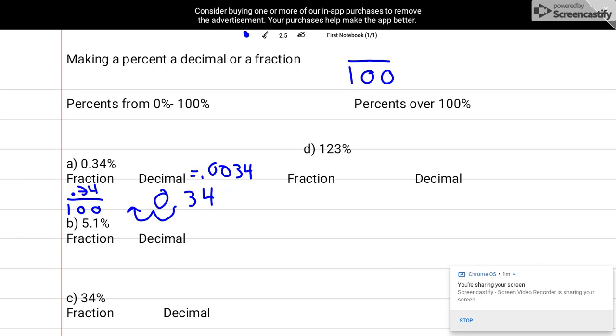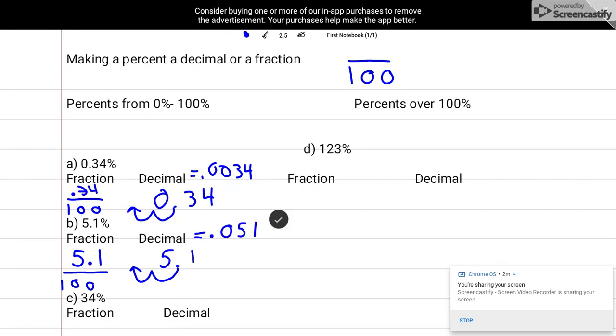So let's look at B, 5.1%. Let's write that as a fraction. I take the percent at face value and put it over 100. And that's it. For my decimal, 5.1, I move my decimal place 2 places to the left. So the decimal is going to be 0.051.